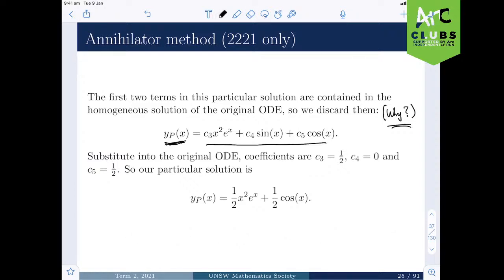I'm not going to do this, but if you substitute into the original ODE, just trust me, you're going to get C3 equals a half, C4 equals 0, and C5 equals a half. So our particular solution is this. Moving on.